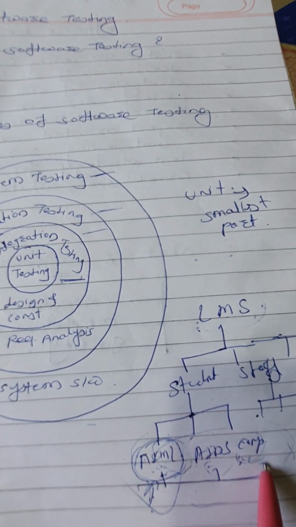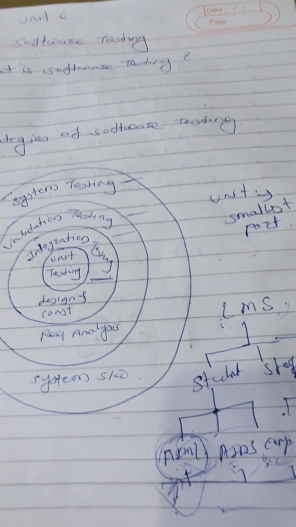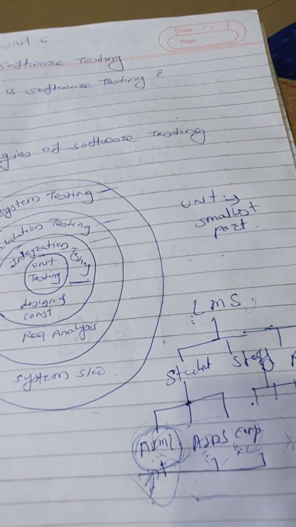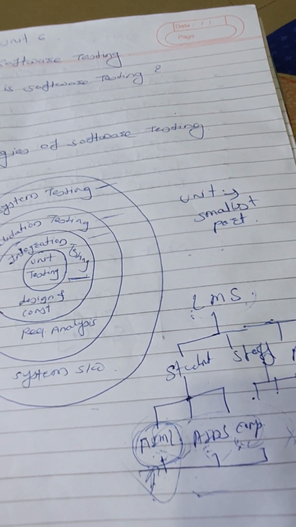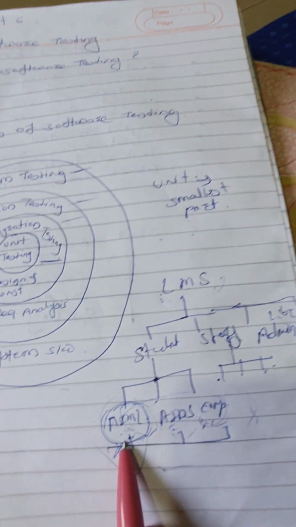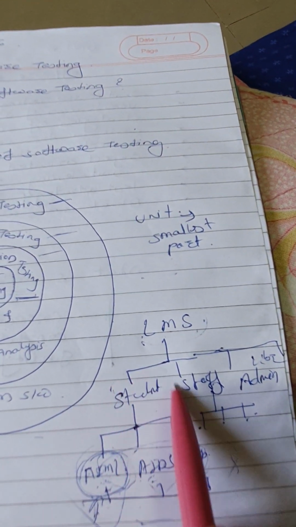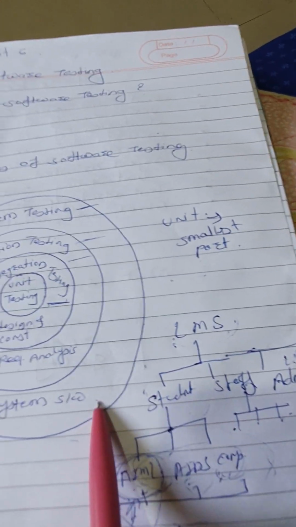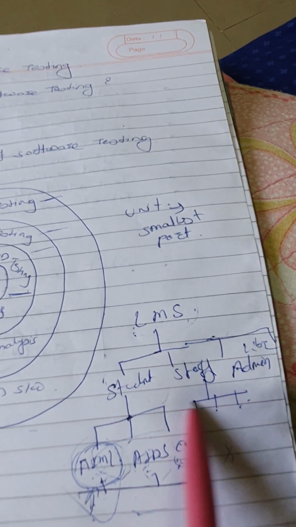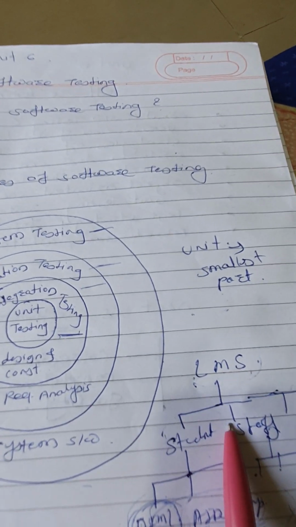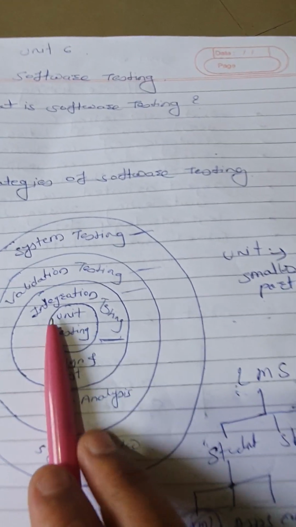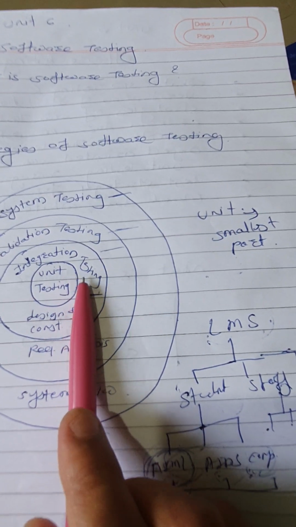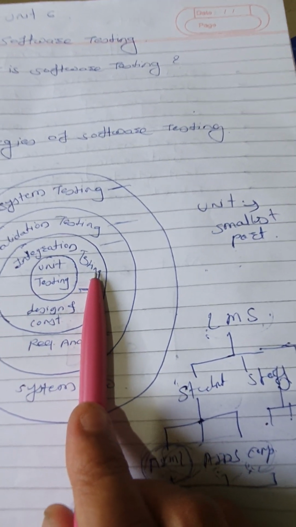Such type of testing is called integration testing. Integration means to combine one or more components together and then perform testing. Suppose you want to perform testing with student, staff, admin and librarian modules together, then combine all these four modules and then perform testing. Such type of testing is called integration testing, which means testing performed on multiple components at a time.